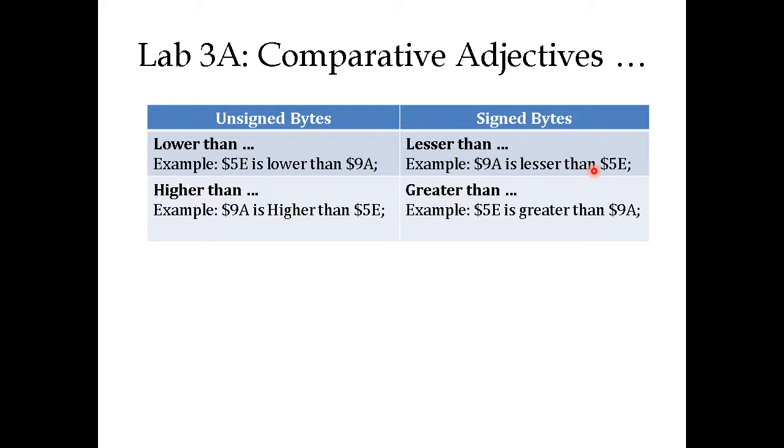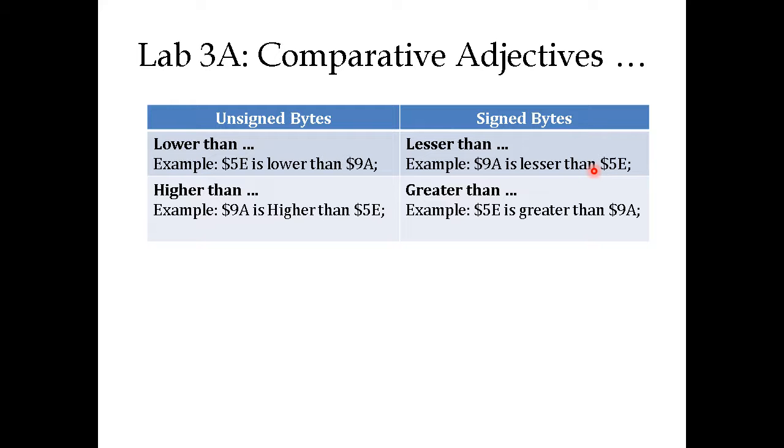Because 9A is a negative number, right? Now this is signed, right? And any negative number is less than any positive number, right? This is really interesting. Think about the numbers. We are comparing 5E and 9A. So both of the statements are true.